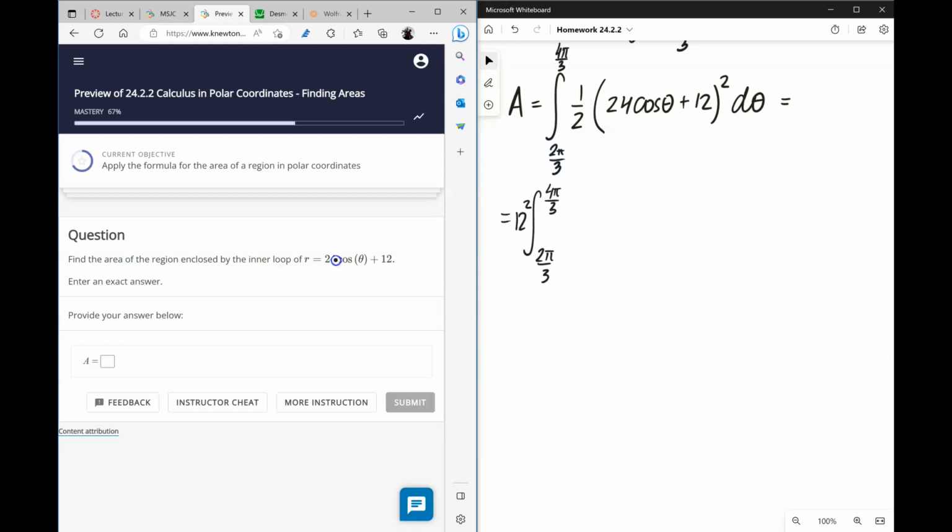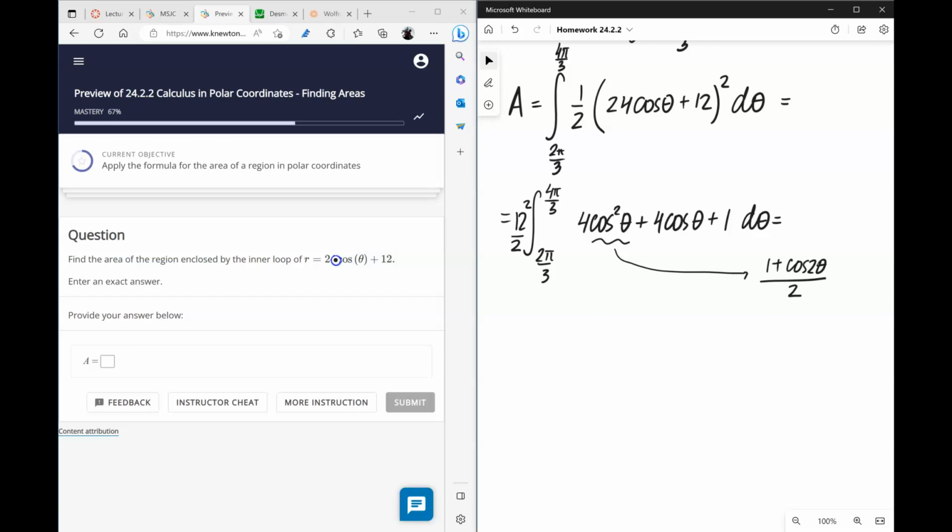Once we took the 12 squared over 2 out, we have 4 cosine squared theta plus 4 cosine theta plus 1 d theta. Now, instead of cosine squared theta, we're going to use the reduction of power formula: cosine squared theta is 1 plus cosine of 2 theta, over 2.